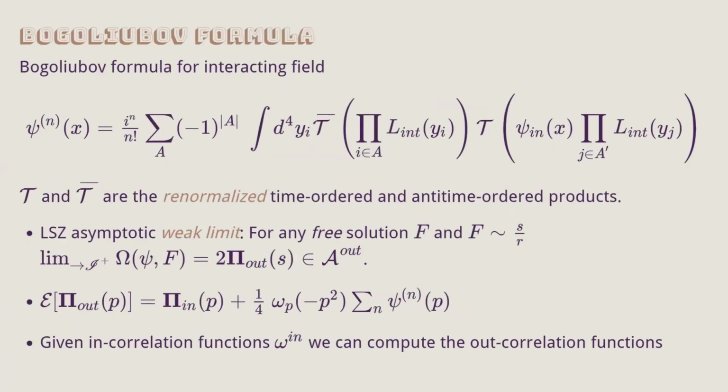Finally, here's the formula. It's a bit complicated. I'll explain what this does. This is a formula for constructing interacting fields in the bulk spacetime. It works in any spacetime, but let's assume Minkowski spacetime for now. Given the free field operator and the interaction Lagrangian, it constructs for you, in perturbation theory, an interacting field.